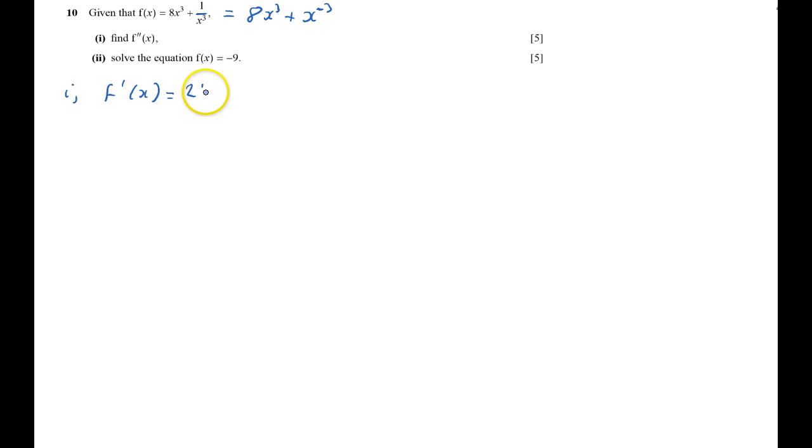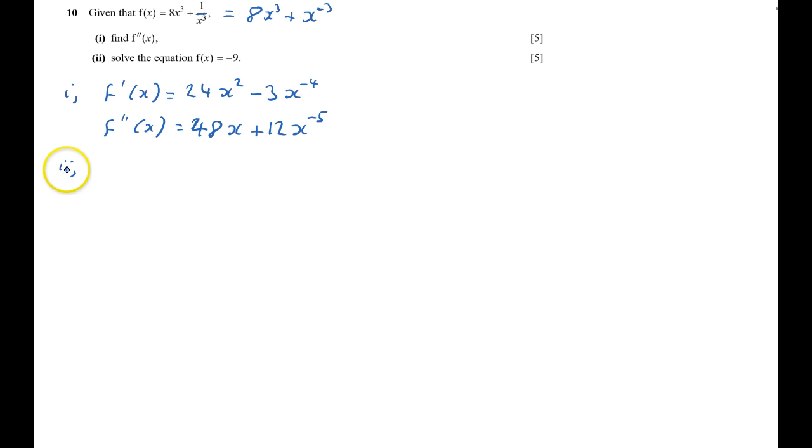3 times 8 is 24x squared, the power decreases, and then minus 3 times 1 is minus 3x, and we're differentiating so the power decreases. Minus 3 take away 1 is minus 4. That wasn't what it wanted, so I want f double dash of x. That would be 24 times 2 is 48x, and then minus 4 times minus 3 makes plus 12x, differentiating so the power decreases, minus 5. And I cannot understand how they can give me 5 marks for that, but they do.